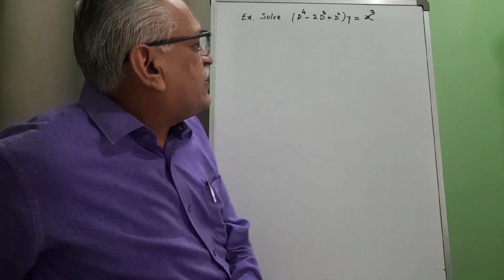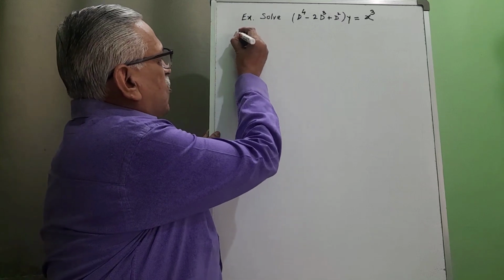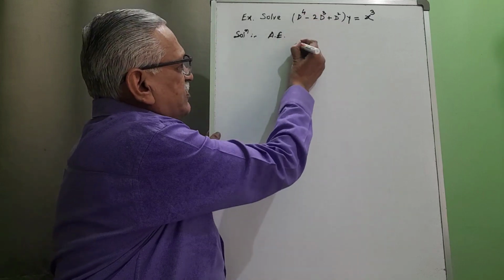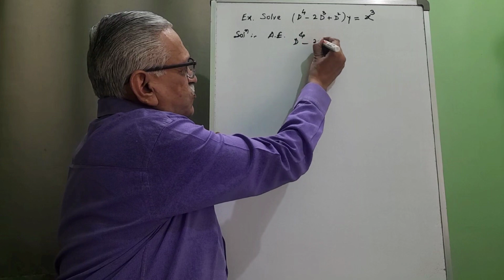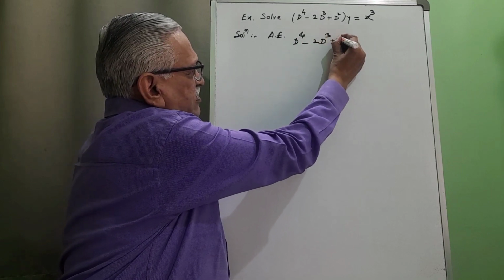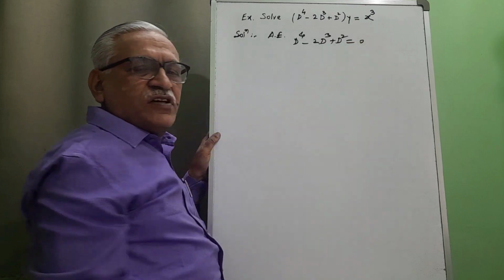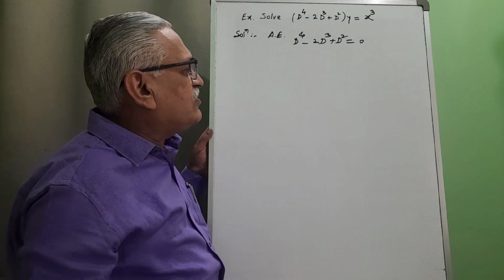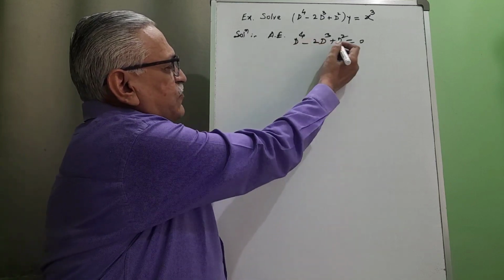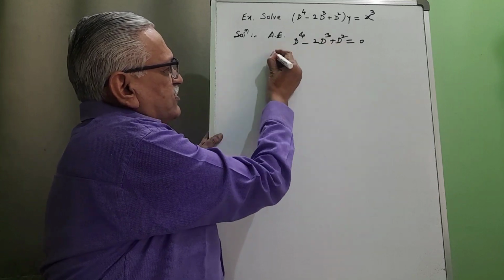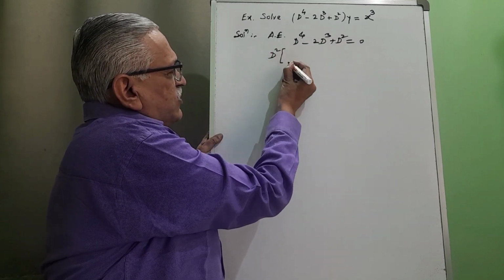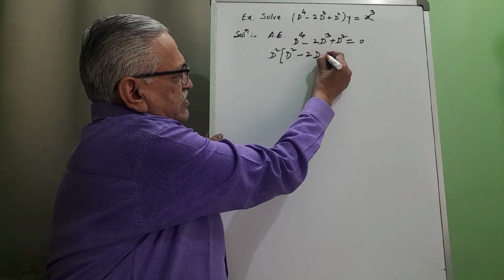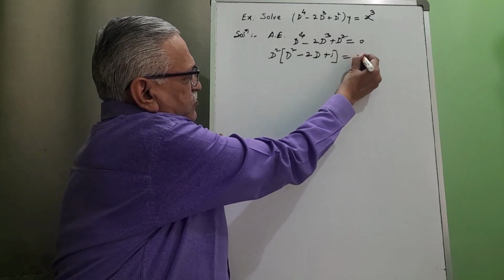To obtain the solution, we first write down the auxiliary equation, which is an equation in terms of D. Therefore, that equation is D^4 - 2D^3 + D^2 = 0. As its degree is 4, we get 4 roots for D. To obtain those 4 roots, we take D^2 common from all this. We get D^2 as common, and the remaining term is D^2 - 2D + 1 = 0.